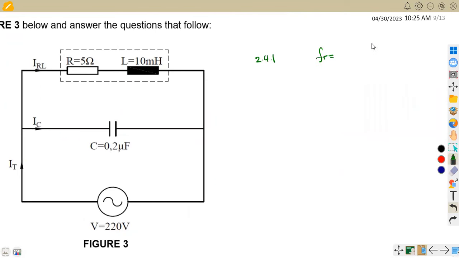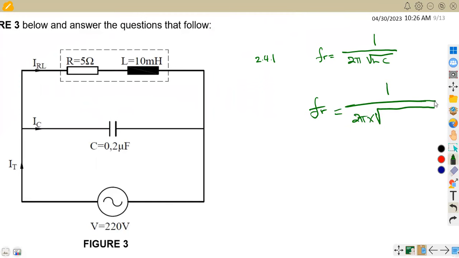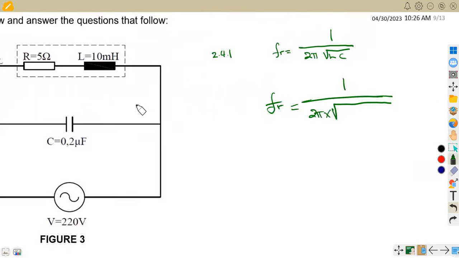Remember that from your formula sheet, you are also given the formula for resonant frequency, which is 1 over 2 pi, the square root of LC, which is the product of L and C. So that's your resonant frequency is equal to 1 over 2 pi times the square root of, so you can substitute the values that you are given for L and C in this case. So L, that's 10 millihenries. Remember, milli, that's times 10 to the exponent of minus 3, times the capacitance, which is 0.2 micro. So micro, that's times 10 to the exponent of minus 6, all right?